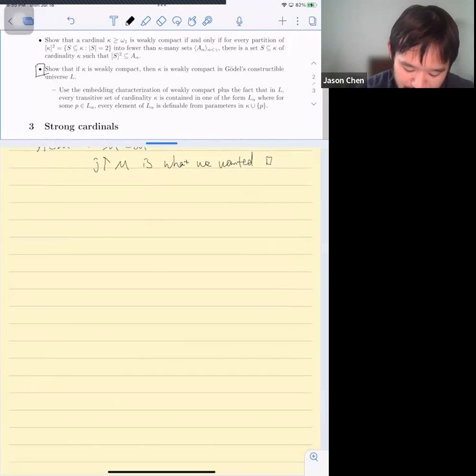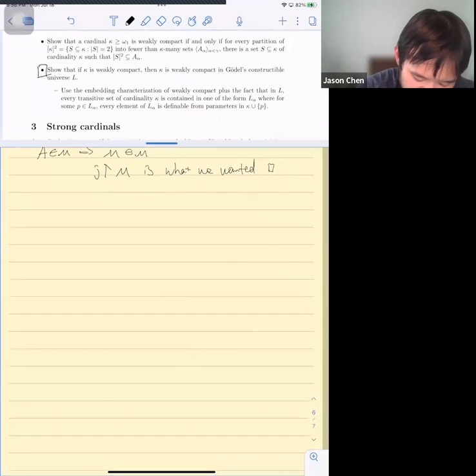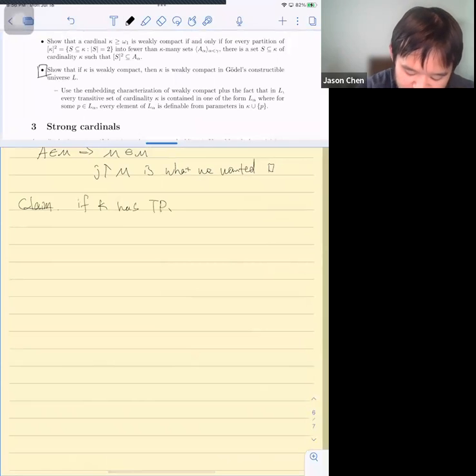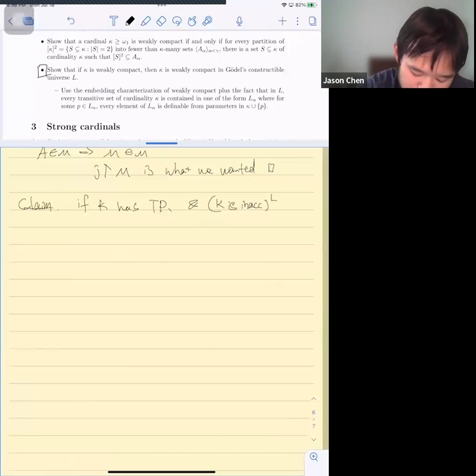All right. So the easiest way, the way I see it, is to prove the following claim. And this is following the presentation in Devlin's constructibility book. The chapter on the covering lemma has this proposition. So the claim is: if kappa has the tree property and kappa is inaccessible in L, then kappa is weakly compact in L. So the outline of the proof is this.